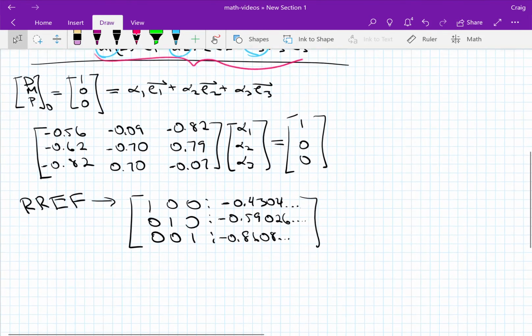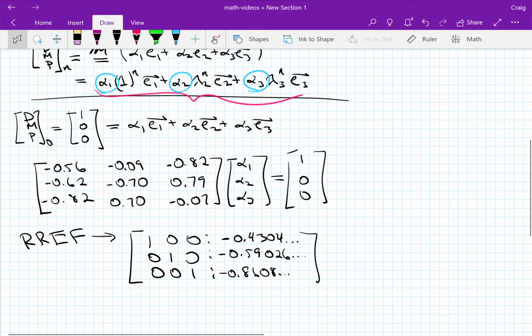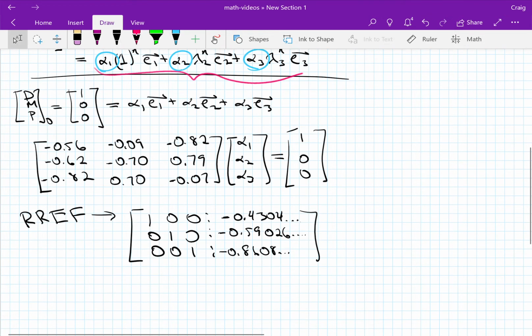Okay, so now what have I done so far? I've succeeded in writing my initial state in terms of the eigenvectors. And once I have my initial state written in terms of the eigenvectors, this is the answer forever and ever. So the population in an arbitrary year, D, M, P in the nth year, will be alpha 1, which is minus 0.43, etc., times 1 to the n, also known as 1. So I'll just remove that.